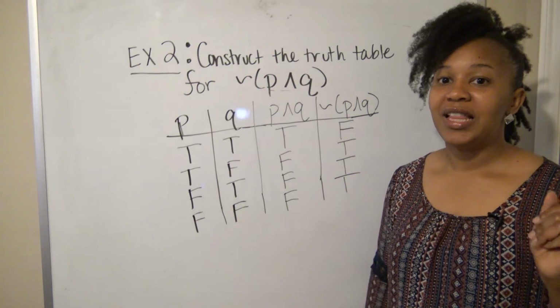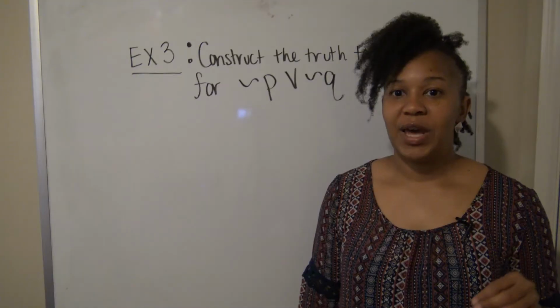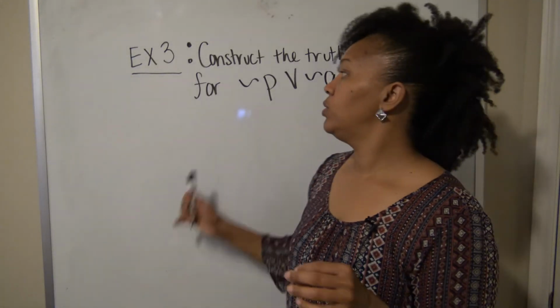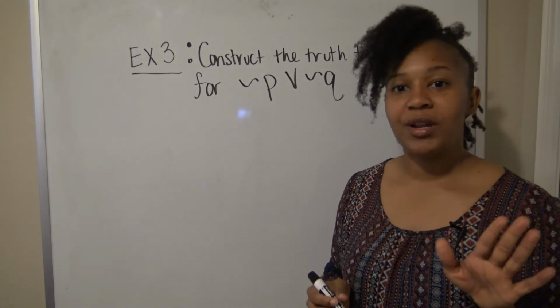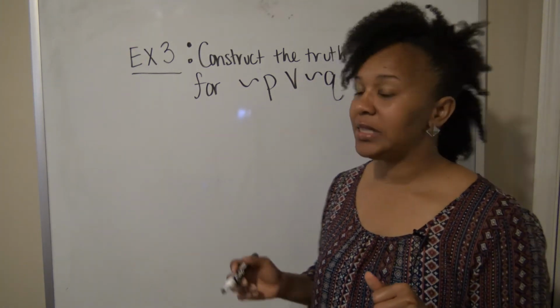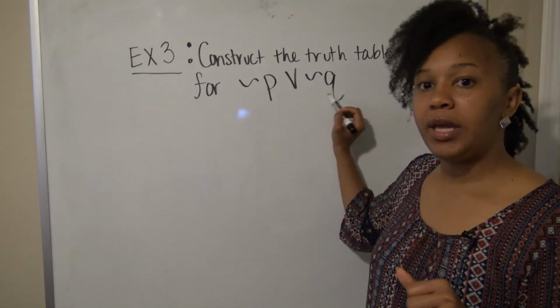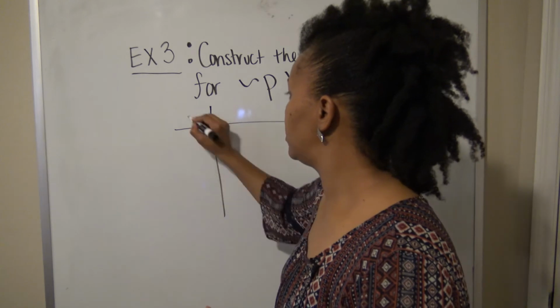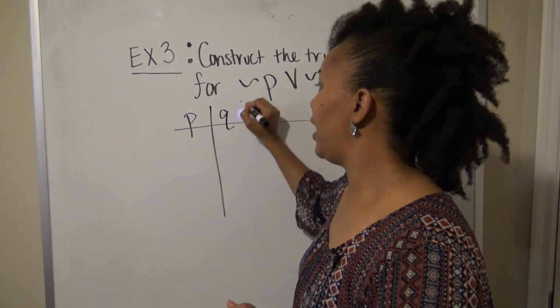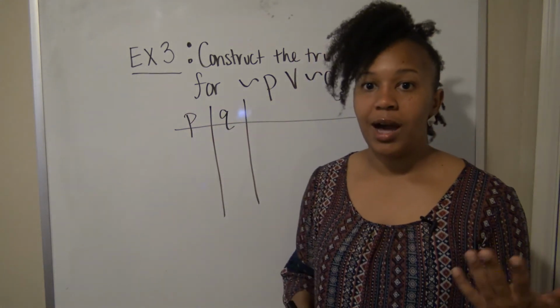All right, let's do another example. For example 3, we want to construct the truth table for not P or not Q. So first thing I want to notice is, what are my simple statements? My simple statements are P and Q. So I will write the P and the Q first. And then I have to determine what my other column headings are.